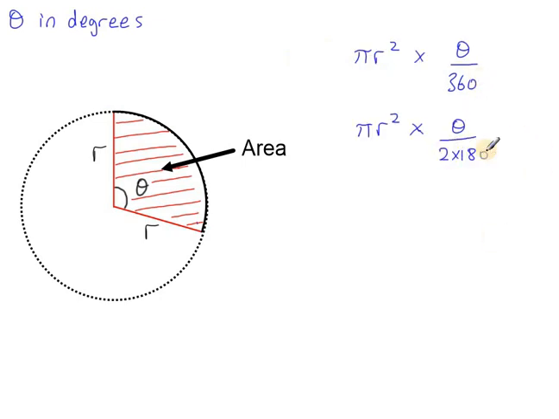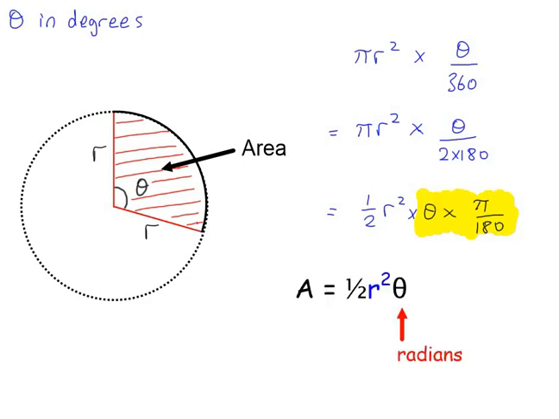360 is 2 times 180. We can rearrange as follows, and we know that if theta is in degrees and we multiply by pi over 180, we get the angle in radians. So we get this formula, which will give you the area of a sector where theta is measured in radians and r is the radius.